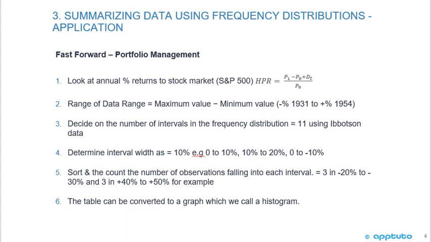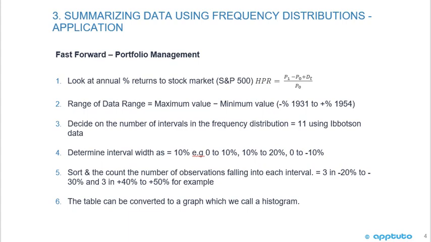Then we decide on the number of intervals in the frequency distribution. There are 11 using Ibbotson data, and I'll talk about the Ibbotson data later. Then we determine the interval width, and this is pretty easy. It's typically 10%. So we have interval widths of annual returns from 0% to 10%, from 10 to 20, from 20 to 30. And on the negative side, from 0 to negative 10%, from negative 10% to negative 20, from negative 20% to negative 30. Then you just sort the data and count the number of observations that fall into each interval.